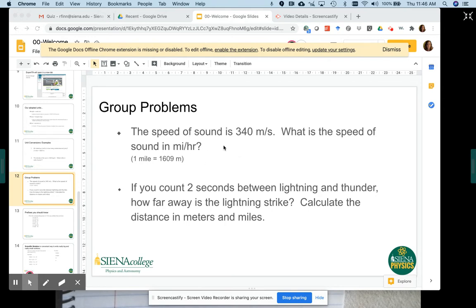So the first one says the speed of sound is 340 meters per second. What is this in miles per hour? And then the second part is if you count 2 seconds between lightning and thunder, how far away is the lightning strike? So, all right, let's try this first one.